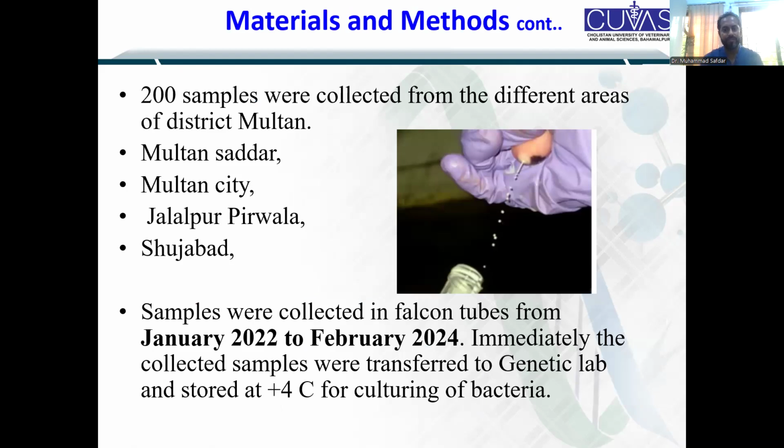Where and how we collected samples. 200 samples were collected from different areas of district Multan, such as Multan Sadar, Multan City, Jalalpur, Pirwala, Shujabad. Samples were collected in Falcon tubes from January 2022 to February 2024. Immediately, they were transported to the genetics lab and stored at -20.